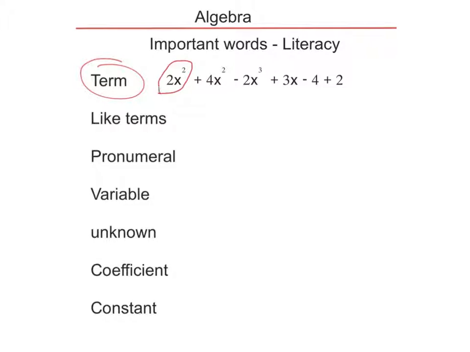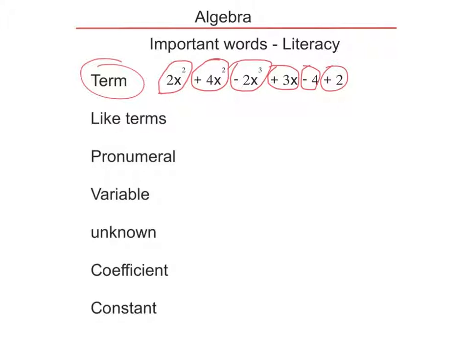2x squared is a term, plus 4x squared is a term, minus 2x cubed is a term, plus 3x is a term, minus 4 is a term, and plus 2 is a term. You notice that the sign, the plus, goes with the following term.